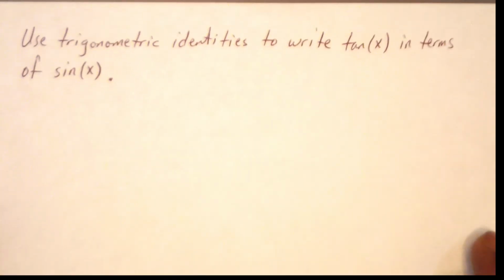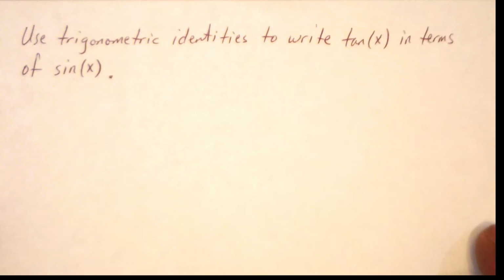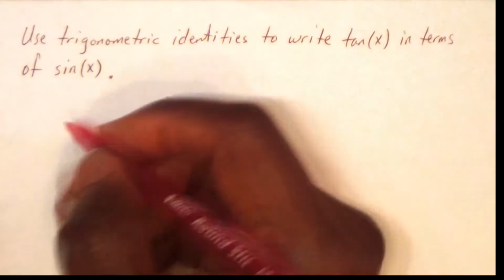For this example, we are asked to use trigonometric identities to write tangent in terms of sine. So we'll go ahead and do that.